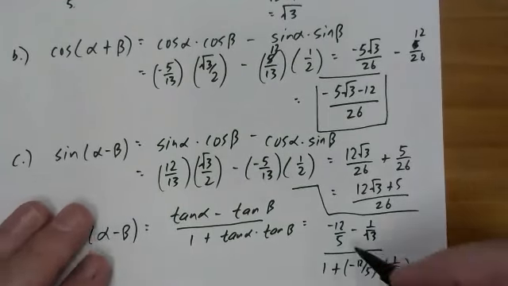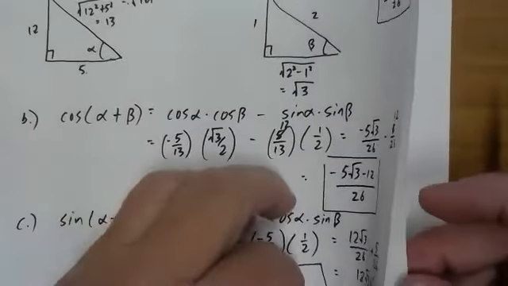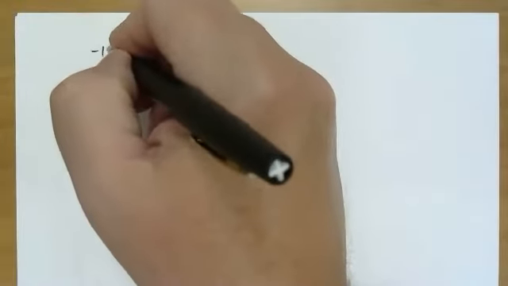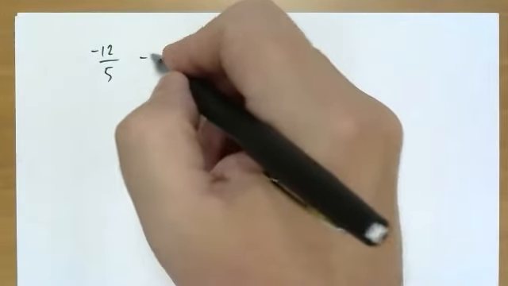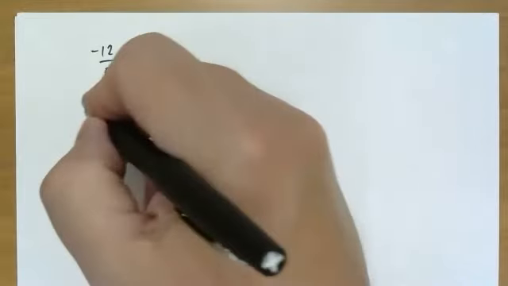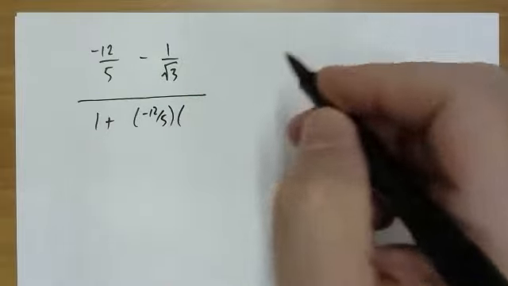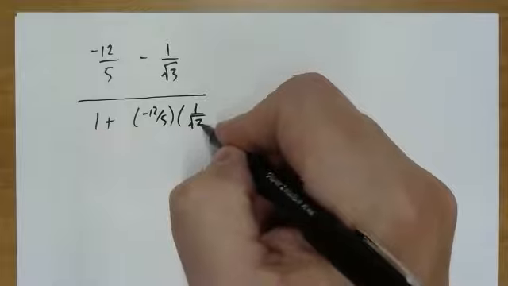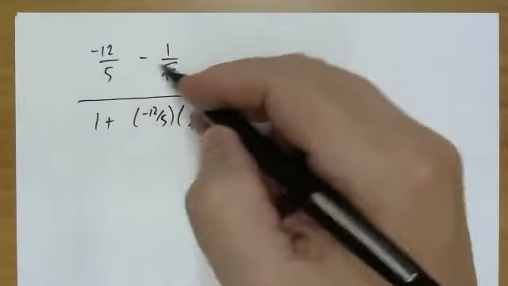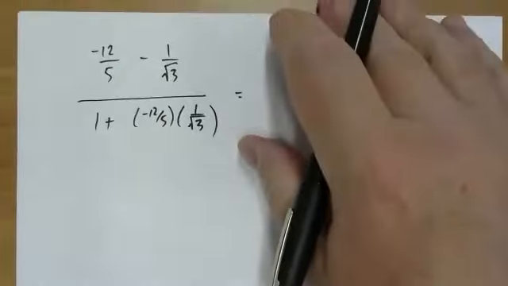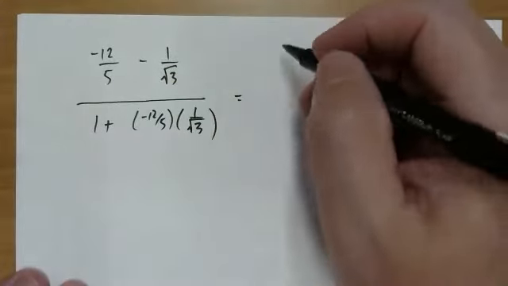So actually, this is messy enough that I cannot finish it on this page. So let me copy it down and we're going to have to simplify this. So this is some messy calculation of negative 12 over 5 minus 1 over square root of 3, all over 1 plus negative 12 over 5 times 1 over square root of 3. Need to combine these fractions on the top. I need to get a common denominator, which is going to be 5 square root of 3. So I need to convert both of these fractions to a common denominator.